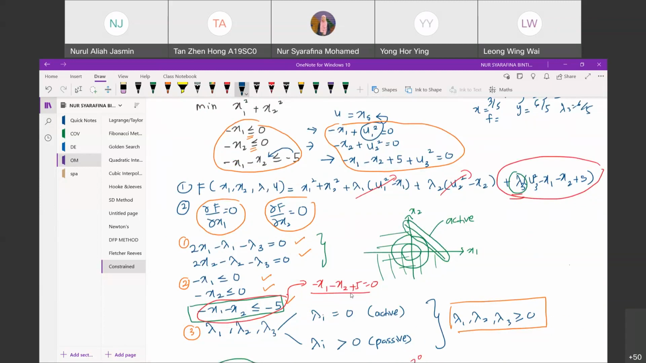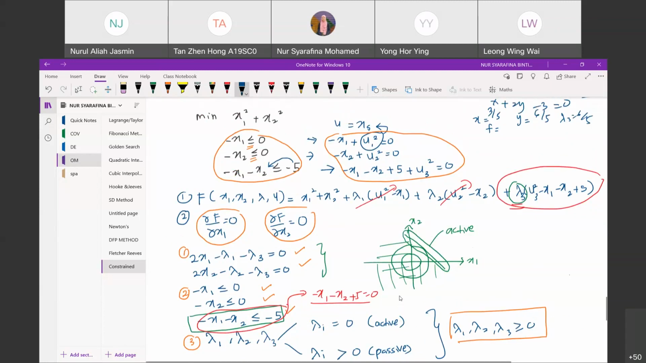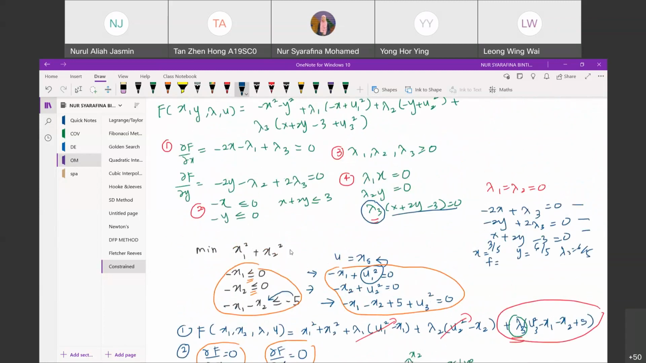Or else you can plot. You can plot the objective function, and then plot all the constraints to see which constraint touches the boundary, the region of your objective function. If it is touched, then it is active, and active means lambda greater than 0. When it does not touch, then it is passive, and automatically lambda equals 0. Okay, clear?